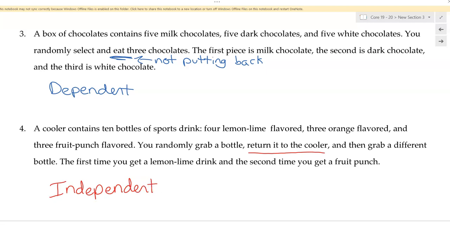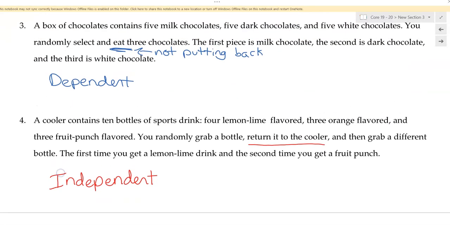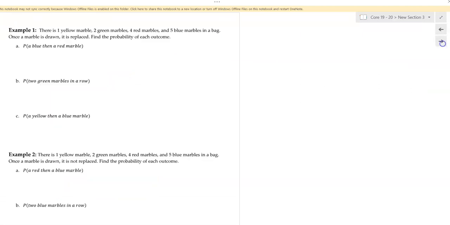So basically, independent is you're returning it. It's resetting to like the original thing. Dependent is you've changed something. Okay. All right, moving along. Now that we know if it's dependent or independent, we then have to find the probabilities when it's dependent or independent.